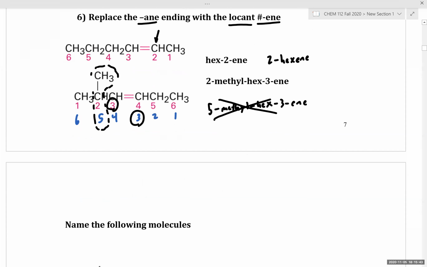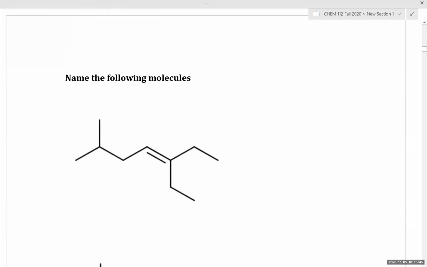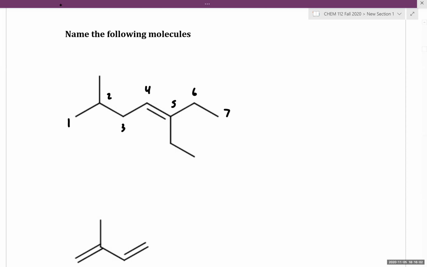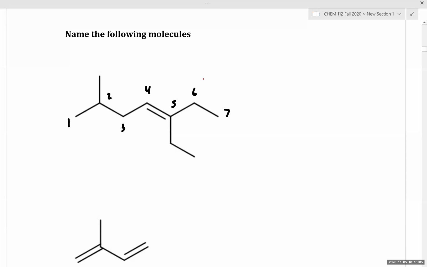Perfect. So let's keep going now and let's try to name the following molecules. I'll start us off with this first molecule. So I'm going to set up my locant numbers: 1, 2, 3, 4, 5, 6, 7. These two pathways are identical length, so both counting methods will give the same result. 1, 2, 3, 4, 5, 6, 7.